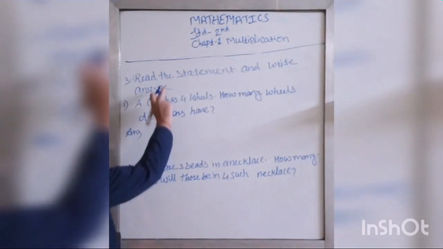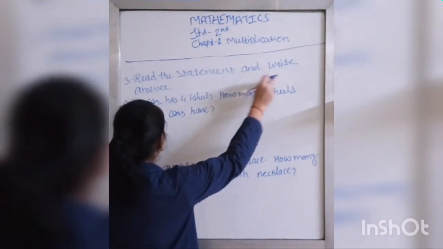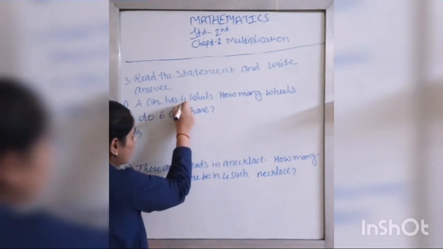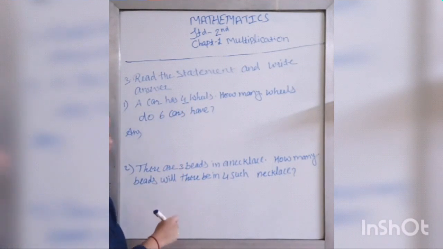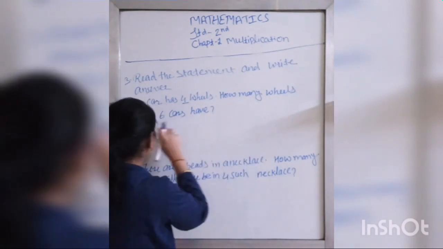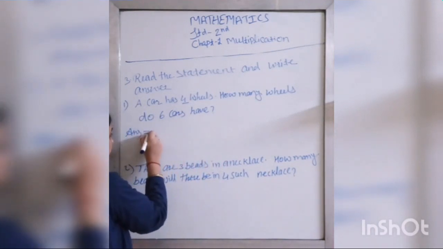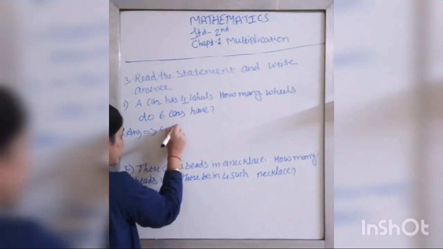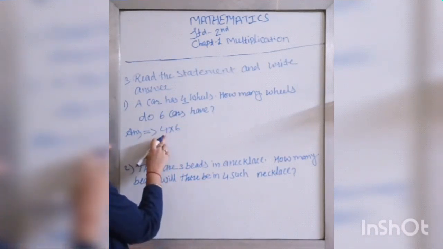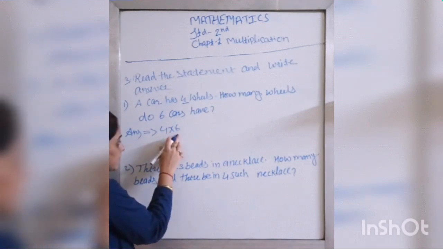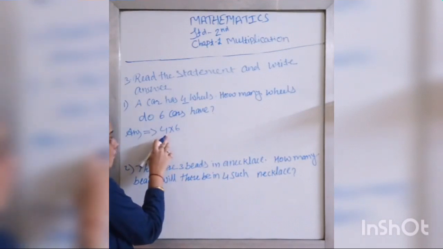The next one, read the statement and write the answer. See the first one. A car has 4 wheels. You know that a car has 4 wheels. How many wheels do 6 such cars have? So we will multiply 4 into 6. One car has 4 wheels. How many wheels do 6 such cars have?